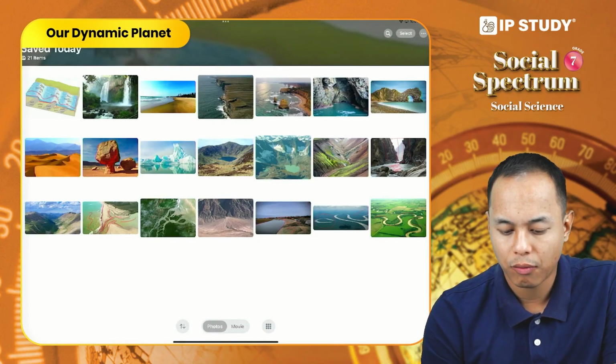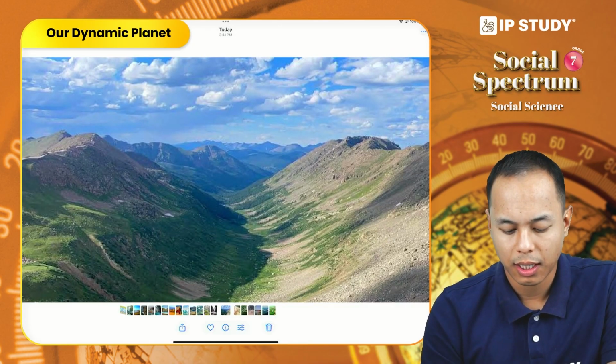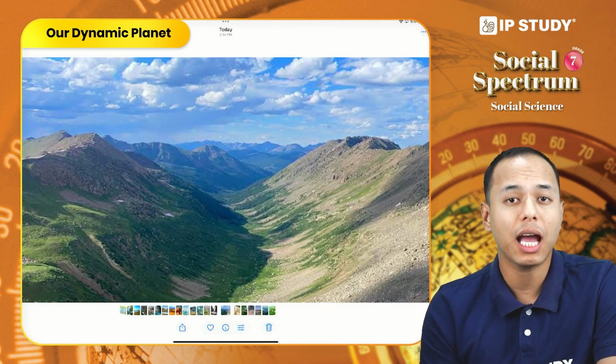So this is a photo of U-shape valley. As you can see, it is wider than the V-shaped valley, and it resembles the alphabet U.